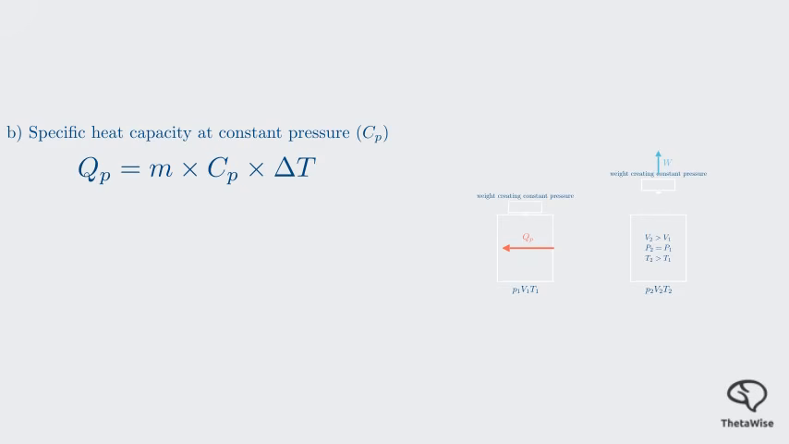To keep the pressure from rising, the piston moves up, the volume expands, and the gas does work W on the surroundings. In this case, the heat we add not only increases the gas's internal energy, but it also provides the energy for the work done. So C sub P is always greater than C sub V for a gas. The formula here is Q sub P equals m times C sub P times delta T.